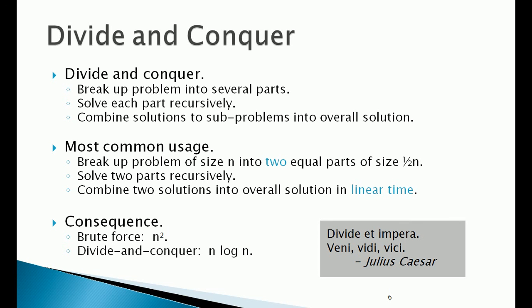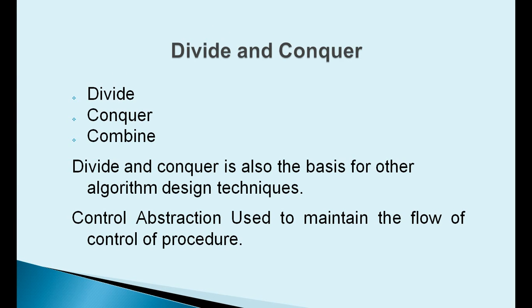Divide and conquer: break up a problem into several parts, solve each part recursively, and combine the solutions to the subproblems into an overall solution. Most common usage: break up a problem of size n into two equal parts of size n by 2, solve the two parts recursively, and combine the two solutions into an overall solution in linear time. Consequence: divide and conquer gives n log n. Divide and conquer is also the basis for all other algorithm design techniques.